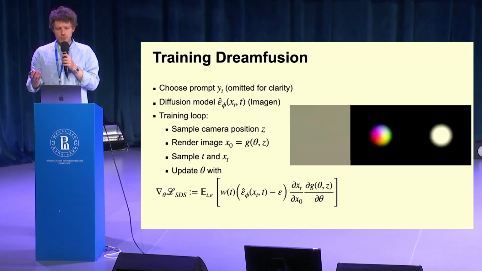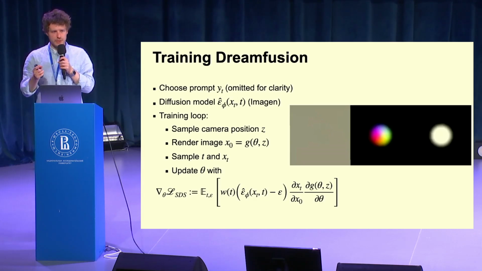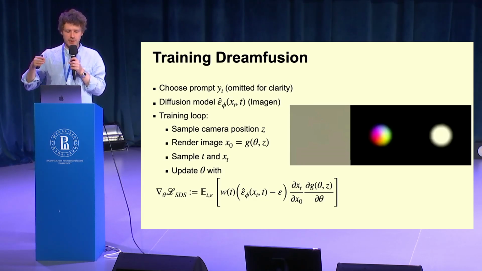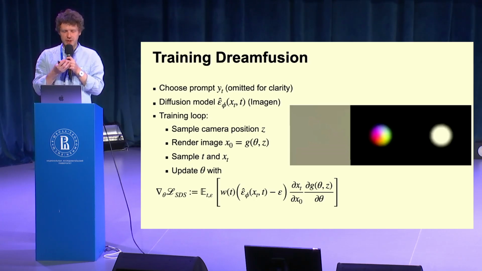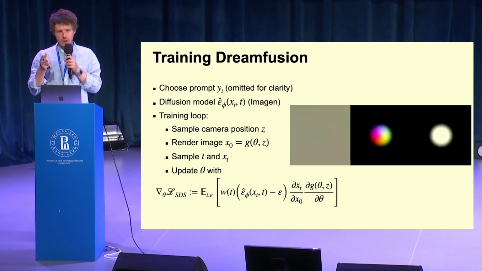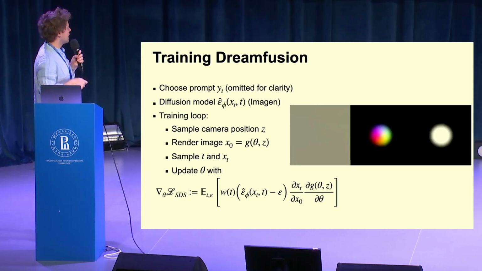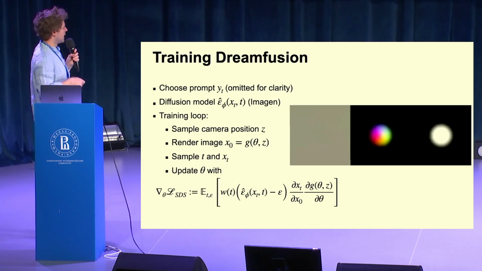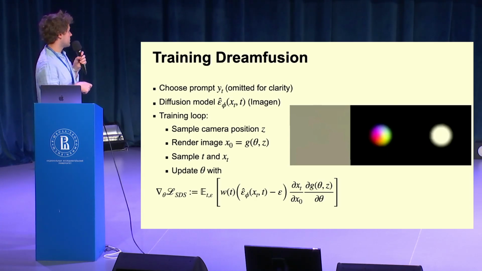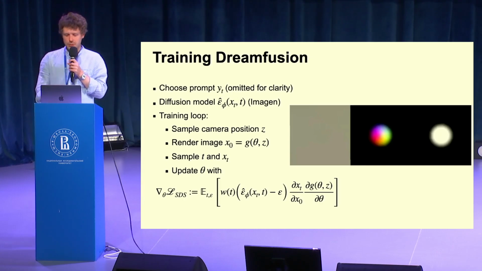You initialize a diffusion model, and then the training loop is essentially a step where you sample a camera position, maybe several camera positions in a batch, and render an image, maybe several images. Then you sample a noise level for your objective. And then given the noise level and the rendered image, you estimate the gradient with a Monte Carlo estimate for t and epsilon, and update theta that parameterizes the 3D scene with this gradient. And this tends to work in practice.